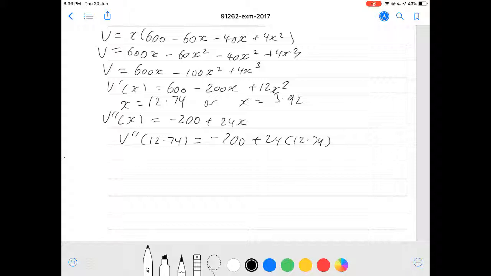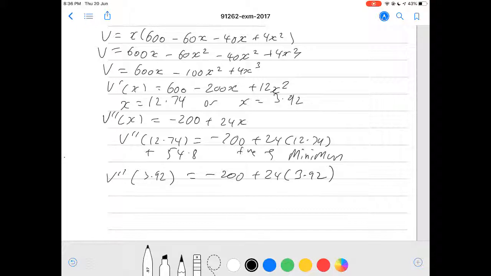This, as you can see, is probably going to give us a positive result. So 24 times 12.74. Yeah, that gives us positive 54.8. Okay, so therefore this is positive, therefore this is a minimum turning point. If we say v double dash of 3.92 equals negative 200 plus 24 times 3.92, that gives us negative 105.92. This here is negative, so therefore this is the maximum turning point.